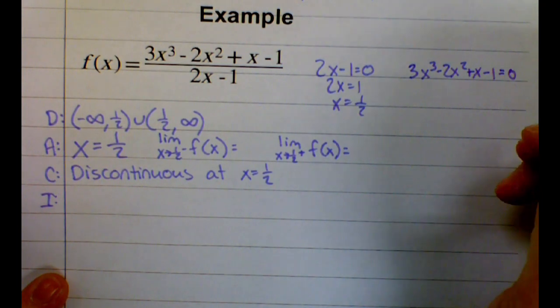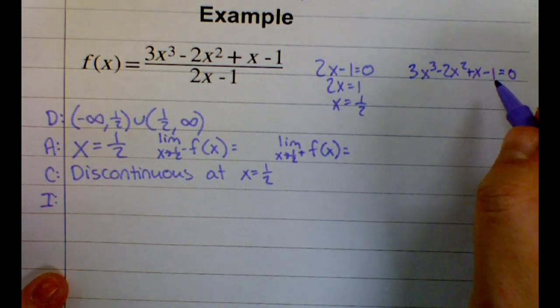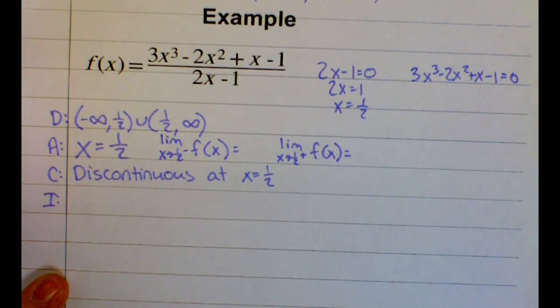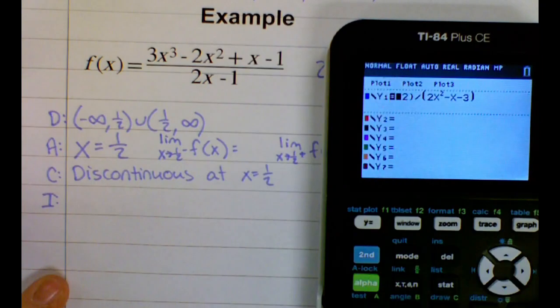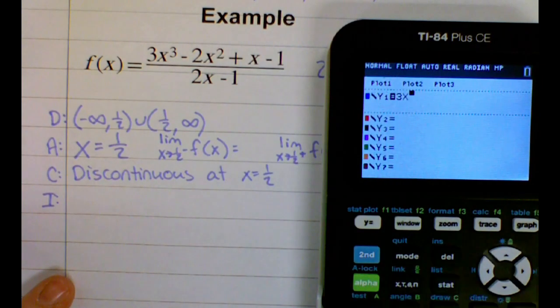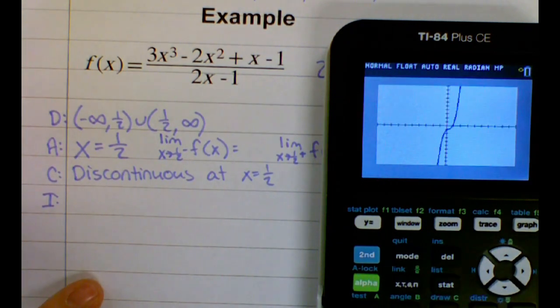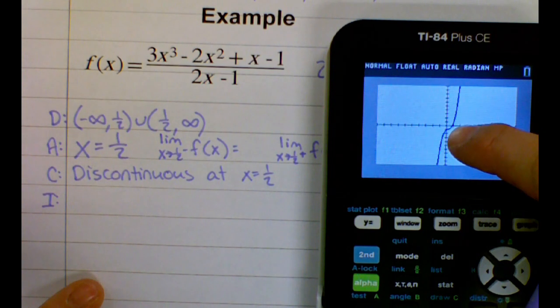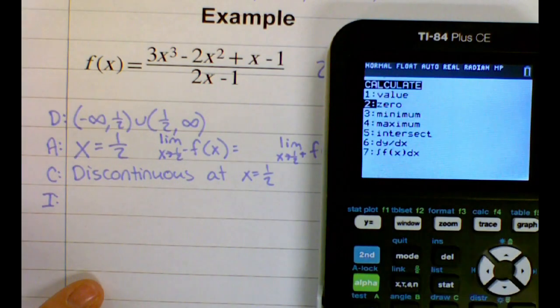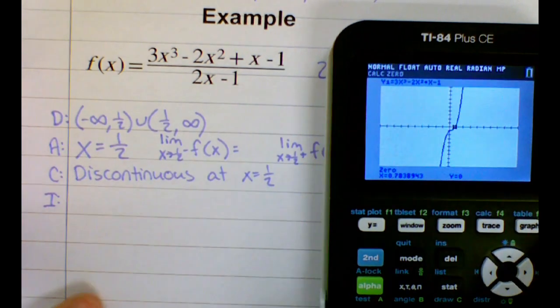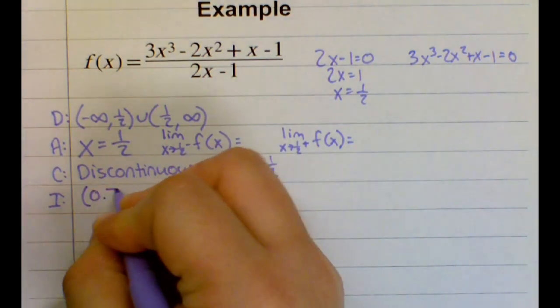I can't factor that. I could try synthetically dividing by 1 or 1/3, or I could take the numerator, 3x to the third minus 2x squared plus x minus 1, and I could graph it. And I could calculate that little intercept right there. Second, calculate zero, left side, right side, enter. Oh, look at that. It's at 0.784. Gross. All right. 0.784.